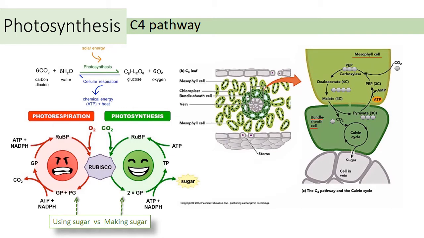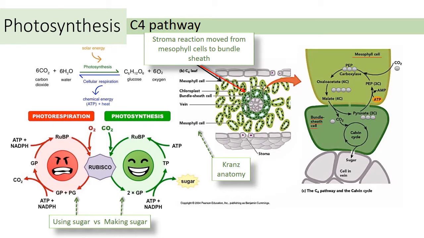Over here we can see the actual morphology of a C4 leaf is going to be different. We still have mesophyll cells, but the main function is going to be happening over here in the bundle sheath cells. This is called Kranz anatomy, and the stroma reaction has been moved from the mesophyll cells down to these bundle sheath cells. If you see this little box over here, it's going to be this enlarged diagram over here.